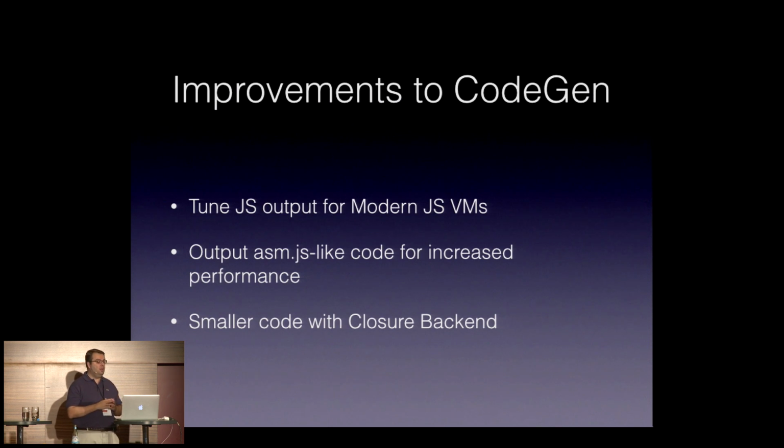But we can also tune the code generation for modern VMs, like V8. We have also discovered that we're doing things that inhibit the optimizations in the V8 virtual machine, and so we're looking at fixing that. We may even go with outputting ASM.js-like code for increased performance, like adding actual type annotations into JavaScript that help the VM speed up the code. And we're looking at getting even smaller JavaScript by utilizing the Closure compiler backend a lot more.